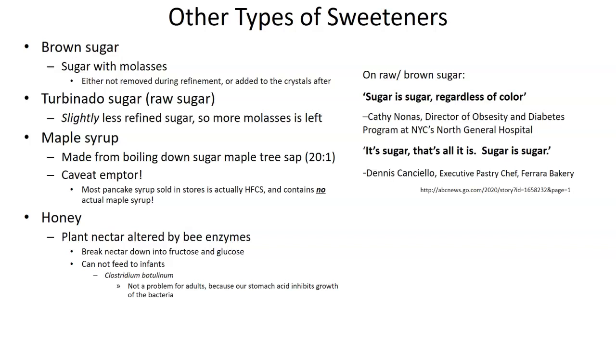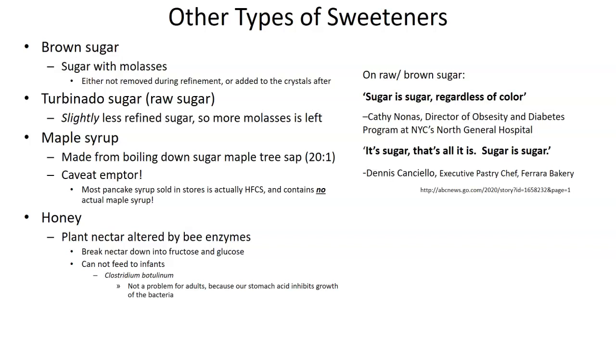Maple syrup is more natural, but at the same time, keep in mind, if you go into the store and you buy pancake syrup, it is not the same as maple syrup. It's actually basically 100% high fructose corn syrup. There's no actual maple syrup there. So again, you're consuming just high fructose corn syrup, not quite the same as maple syrup, but it's still, maple syrup is going to be adding sugar to your diet.